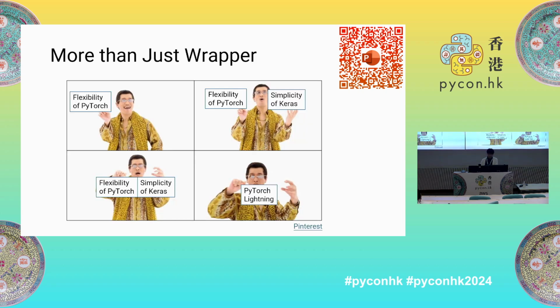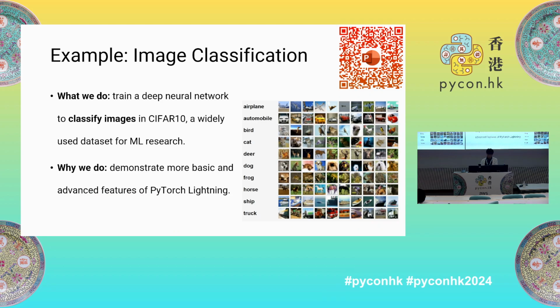And here you may say, PyTorch Lightning is just a wrapper of PyTorch. There's nothing special about it. But PyTorch Lightning is definitely more than just a wrapper. It combines the flexibility of PyTorch with the simplicity of Keras. In the following, we will dig deeper into the functionality of PyTorch Lightning.